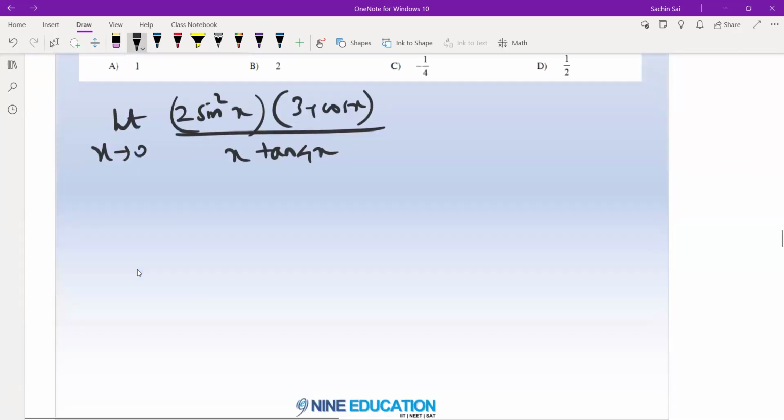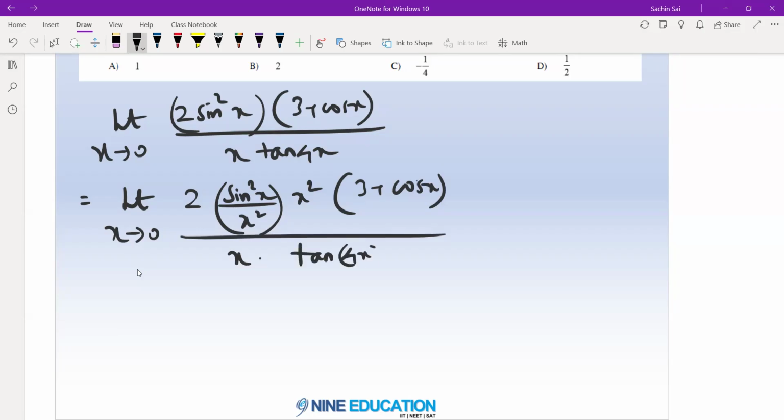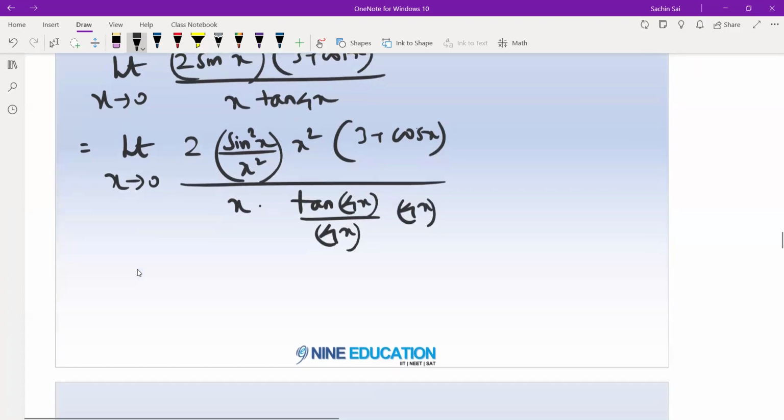So what we do instead here is, in the numerator, I have 2 sine square x. So that means I can multiply and divide by x square because I'm trying to write everything in terms of a standard limit. Then I have 3 plus cos x divided by x times. In the denominator, I have tan 4x. So I will multiply and divide by 4x. Right? Now, if I rewrite this, rearrange the terms in this expression, I have 2 times x square in the numerator and x into 4x in the denominator.